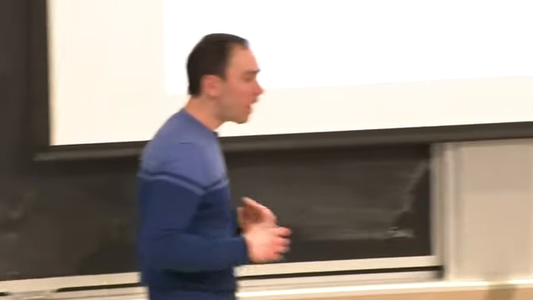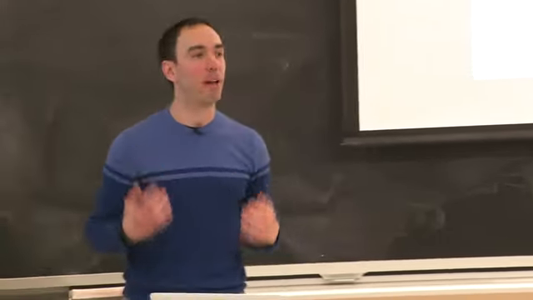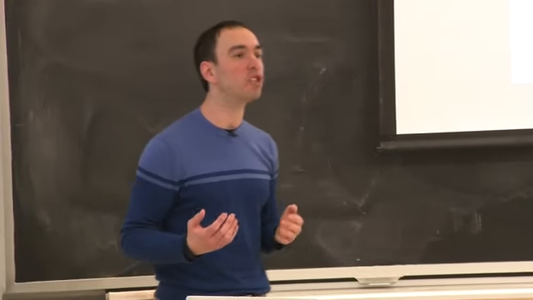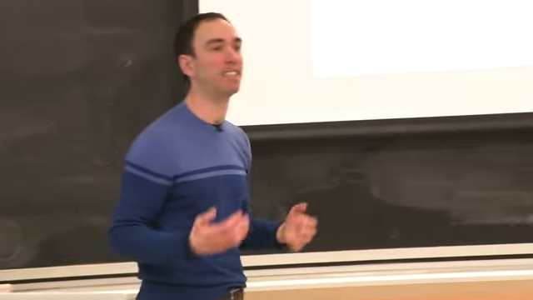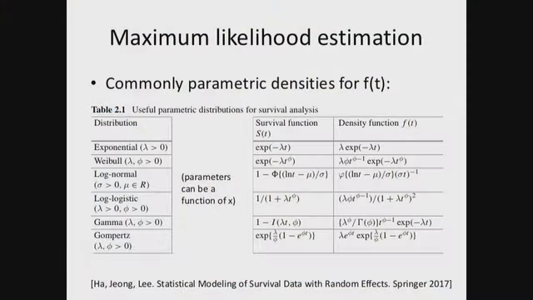Now, a key question that has to be solved when trying to use a parametric approach to survival modeling is, what should that f of t look like? What should that density function look like? And what I'm showing you here is a table of some very commonly used density functions.